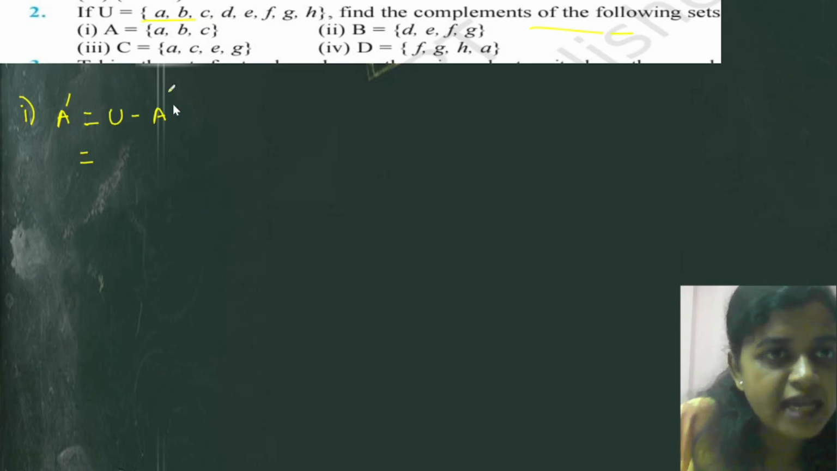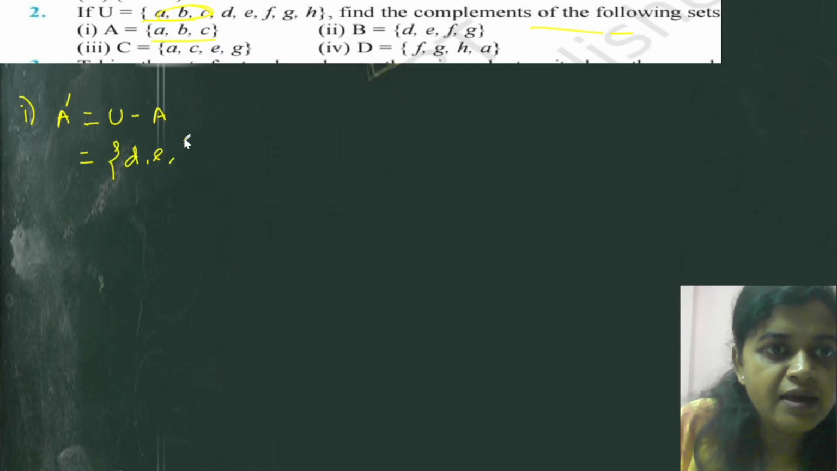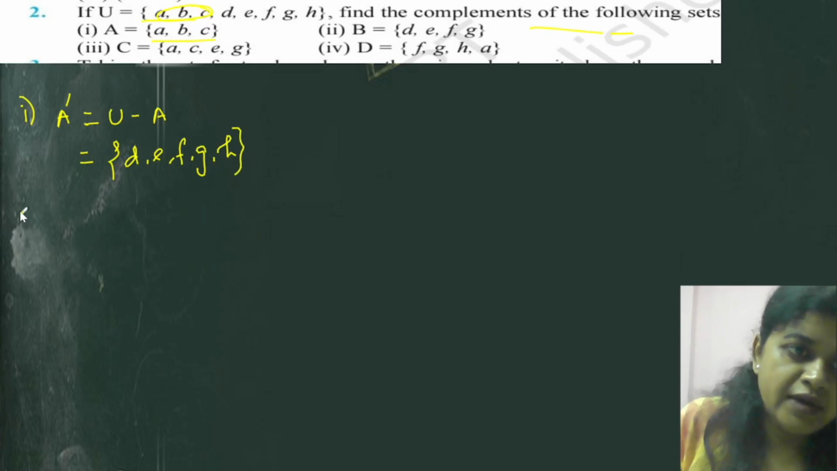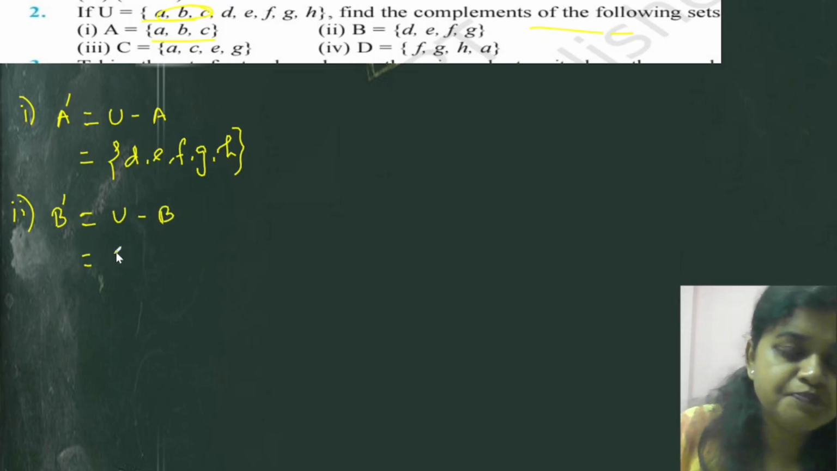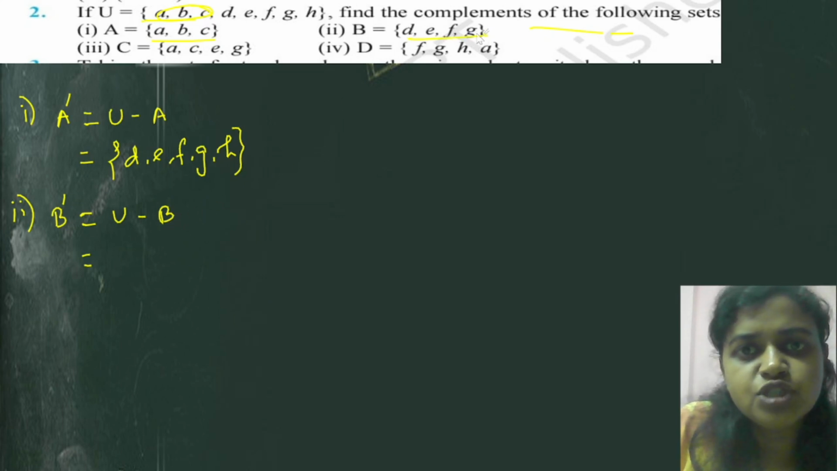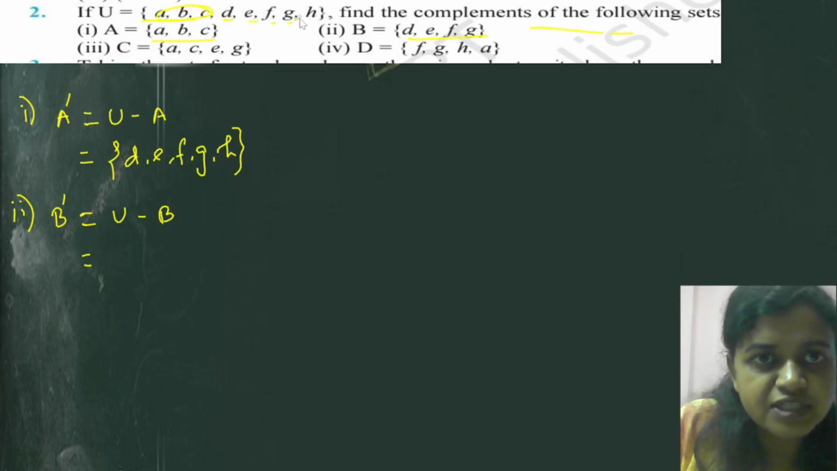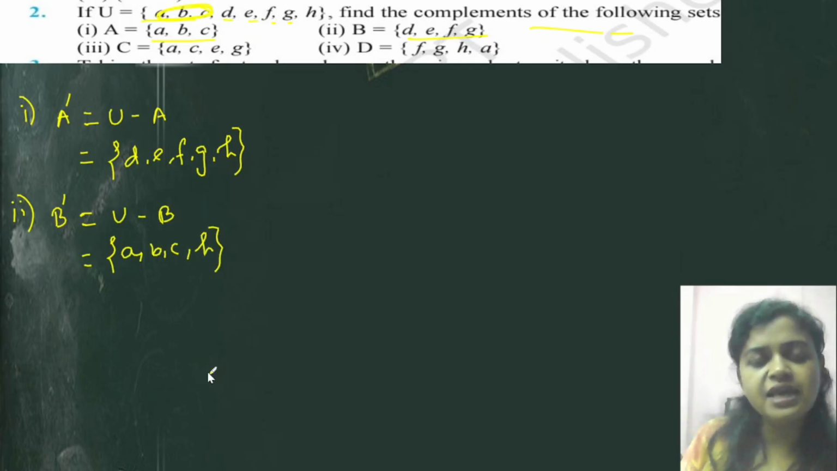Okay. A, B, C are the elements of A, so we have to remove this portion. We will get D, E, F, G, H. These are the elements of A complement. Now B complement. B complement means U minus B. So we have to subtract the elements of B from U. D, E, F, G you have to remove from here, and we will get A, B, C and H. These are the elements of B complement.